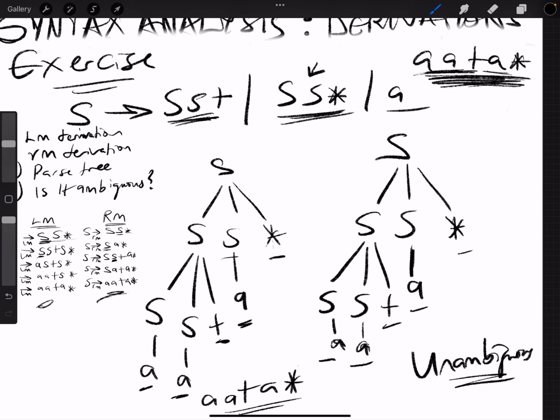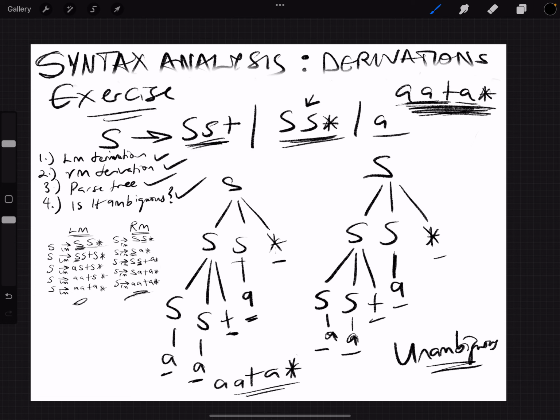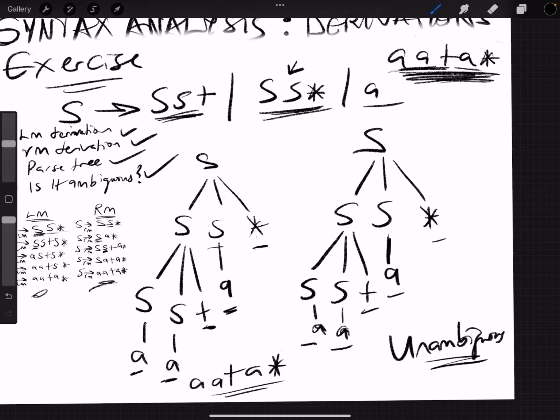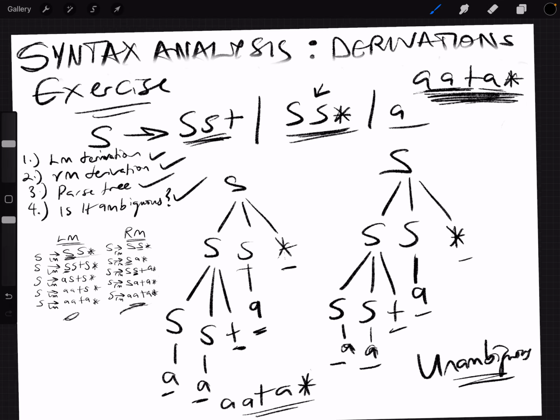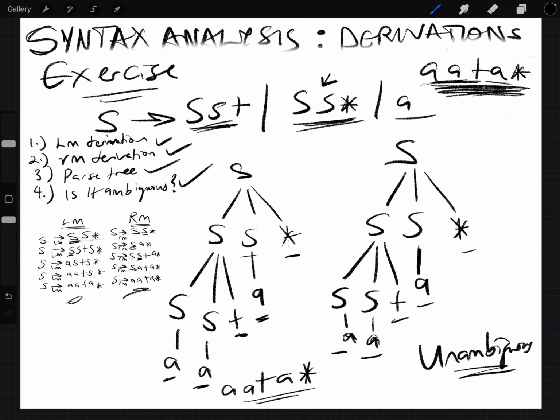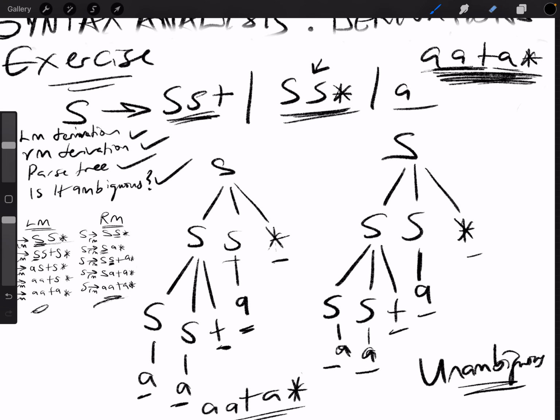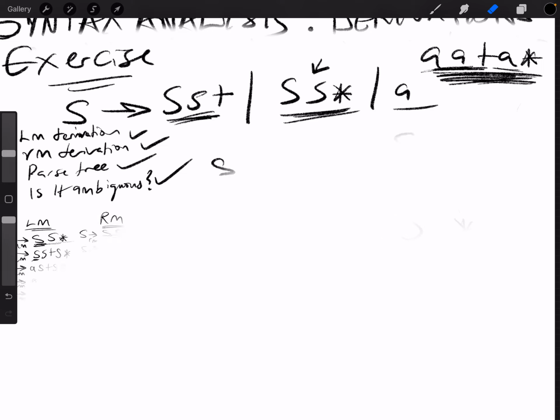So there we have it. We've done the leftmost derivation and the rightmost derivation. We generated the parse tree. We checked if it is ambiguous or not. And since we couldn't make it ambiguous by creating more than one parse tree, we have to accept that it is unambiguous.